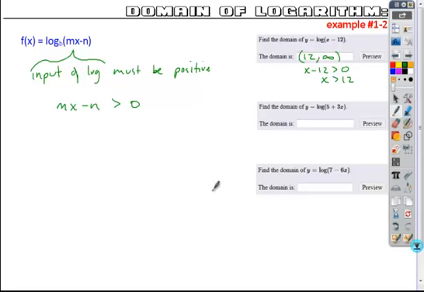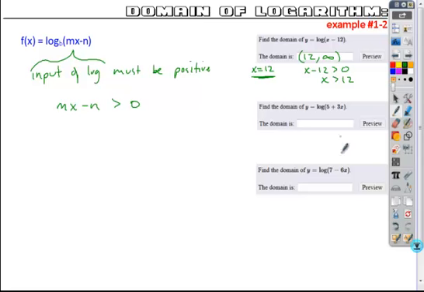And now notice that that applies directly to the same thing that we would do if we're looking for a shift, right? The transformational shifts. What value of x gives you a 0 in here? 12. So that's where our vertical asymptote is going to be. We'll talk about that in a second. But the domain is everything to the right of that.